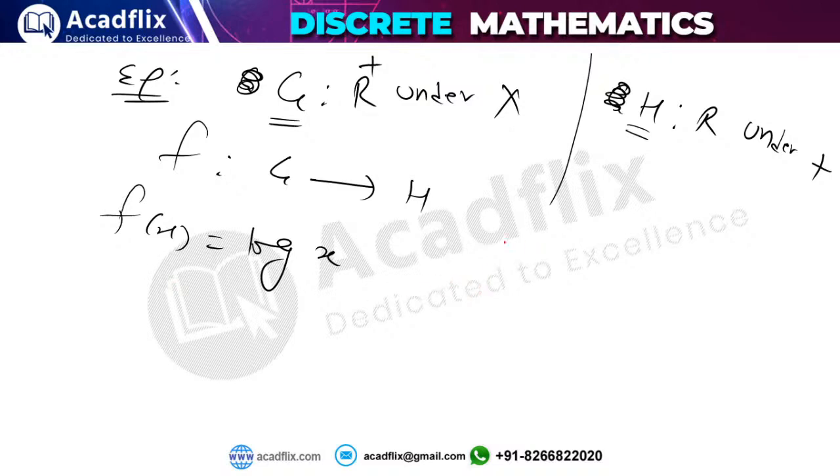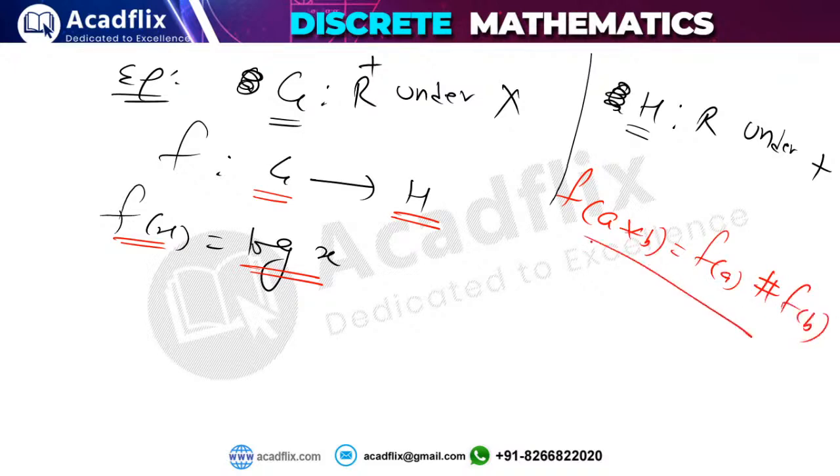So focus here, let's see. Very easily we can check. Don't be scared of this homomorphism. We have a very simple procedure. He has given us a function from G to H, where f of x is equal to log x. Let's check what we need to check. We need to check that f of a star b is equal to f of a hash f of b.